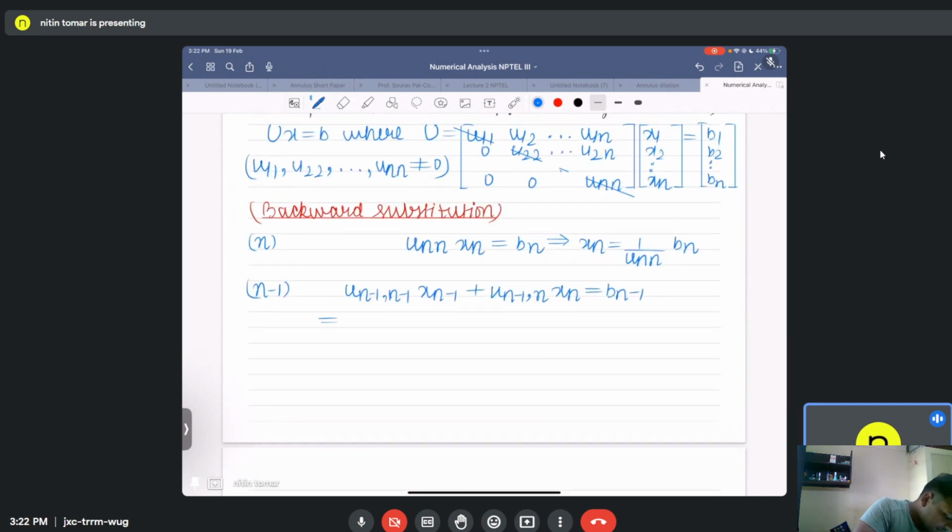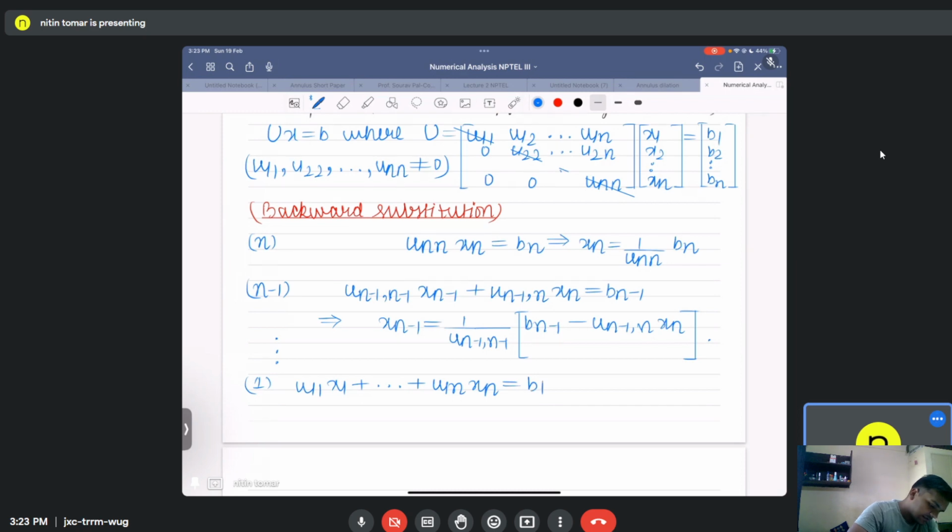So from here you can see that your value for x_{n-1} will be u_{n-1,n-1} times b_{n-1} minus of this value. Is there any confusion? No, sir. Now you keep on doing that and you will reach the first place where you have u11 x1 plus so on and so forth, u1n xn, to be b1.